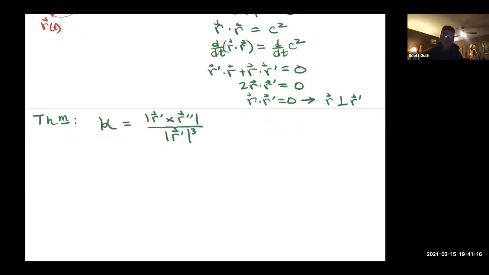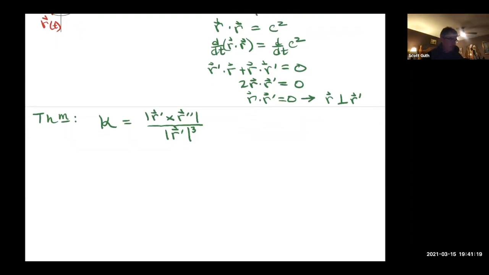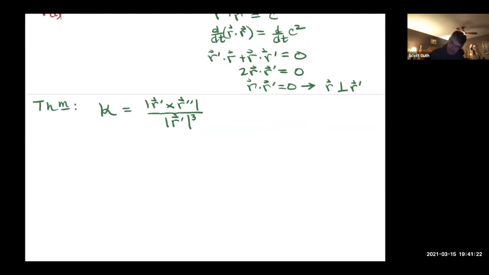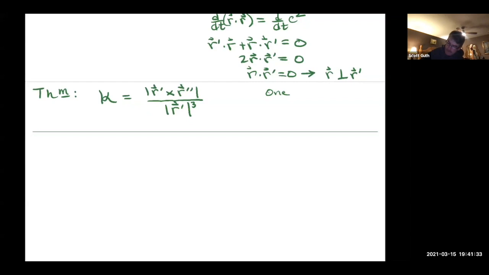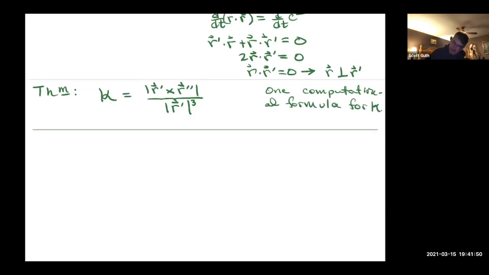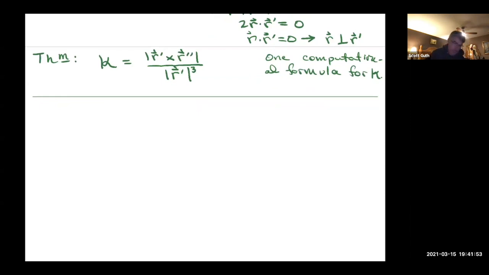Okay, sorry about that. So I've got to prove this. First thing is that's one computational formula for kappa. There's another one that we've already used. Remember, kappa is curvature. Okay, so this is a little bit ugly, but watch how we do this.